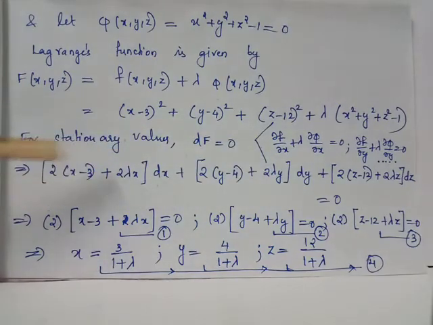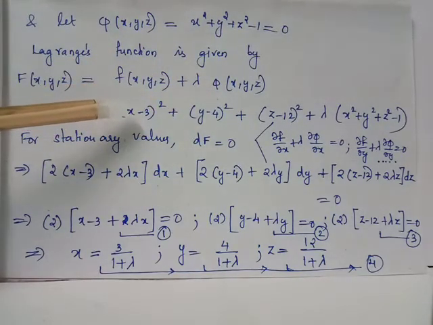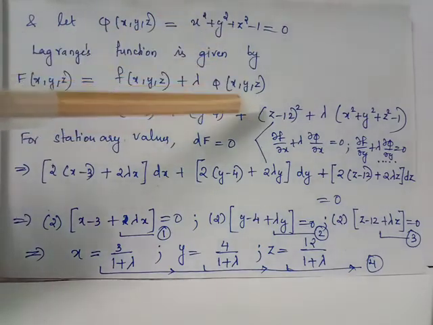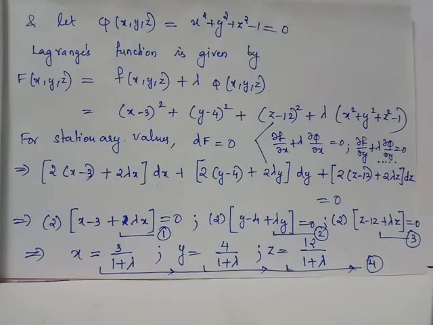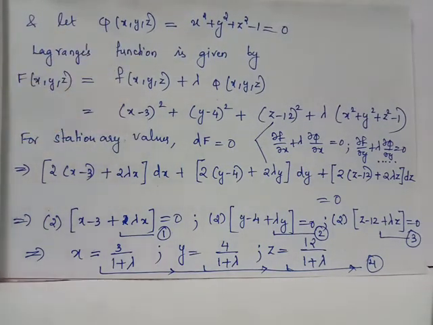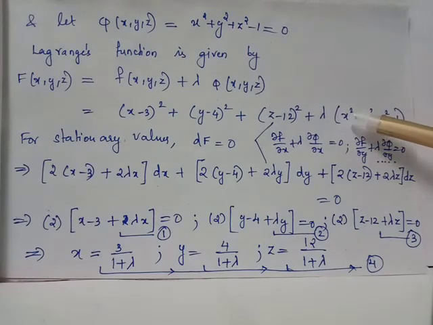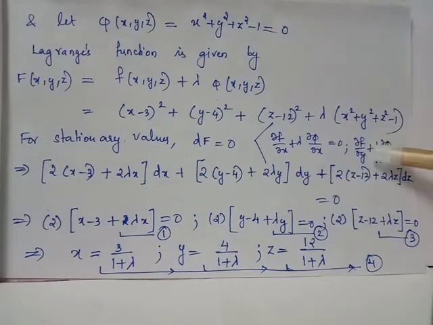So we find the first order partial derivatives by looking at function f and phi. We know that when we take partial derivative with respect to x, y and z are treated as constants. So these two terms and the terms of phi involving y, z and 1 will be yielding as 0. So the first order partial derivative of capital F will be 2 times x minus 3 and 2 times lambda x. Similarly, the first order partial derivative of capital F with respect to y will be given by this expression.